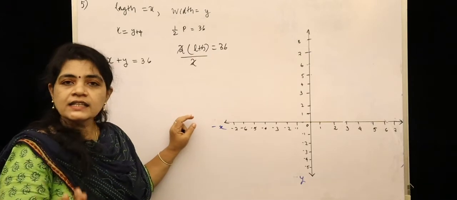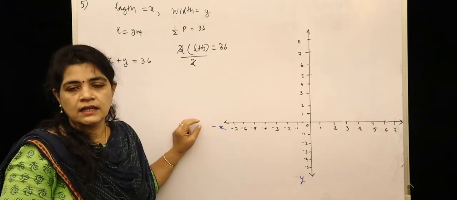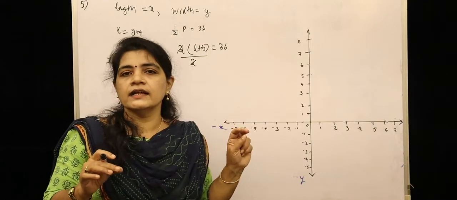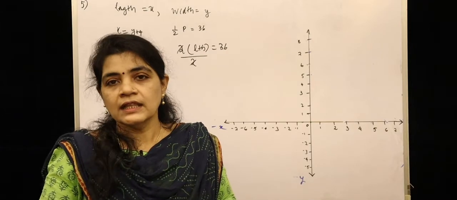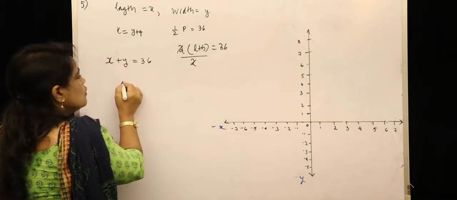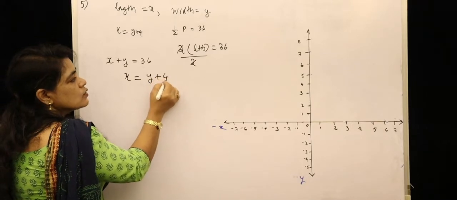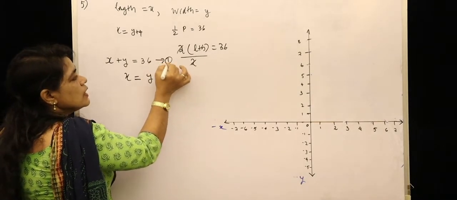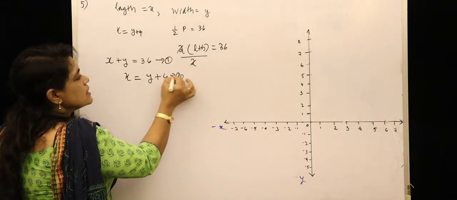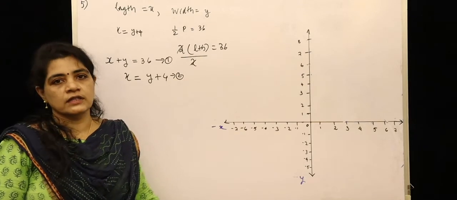And for getting the second equation, how are this length and breadth connected? Here in the question it is given that the length is 4 meter more than the width. The length is, means x is equal to 4 meter more than the width. So y plus 4. So these are the two equations. So get the solution set for each one so that you can easily get the graph for this.